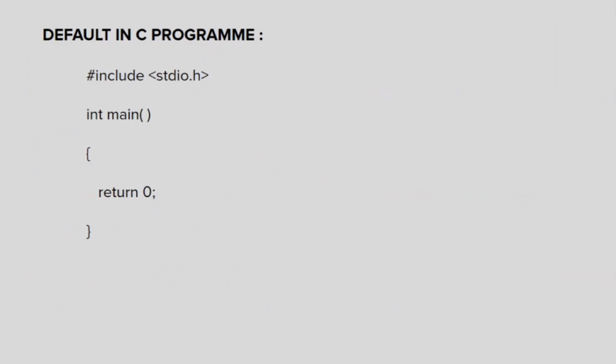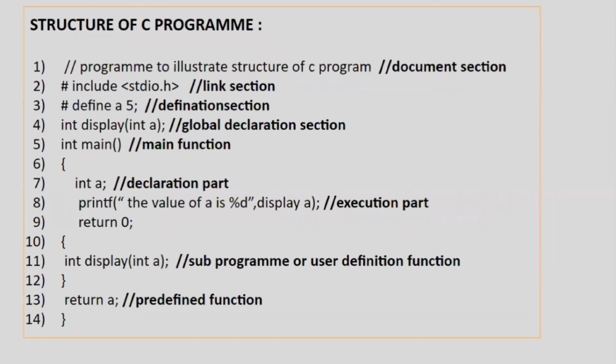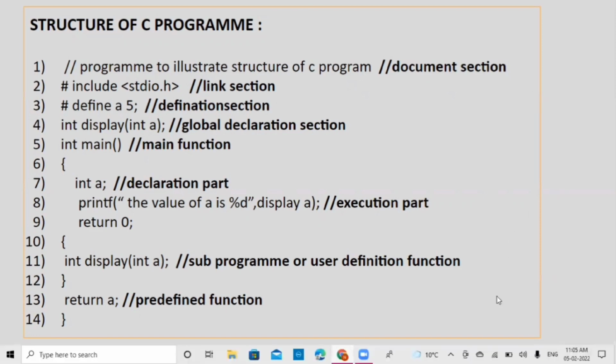This is the default in the C program. We write #include <stdio.h> as the header file section, and then the main function, int main, with an opening brace, return 0, and a closing brace. This is the structure to write a program code. We are going with the structure of a C program. Now all the 4 different sections will be given here.